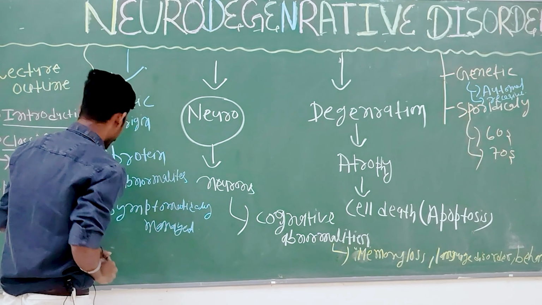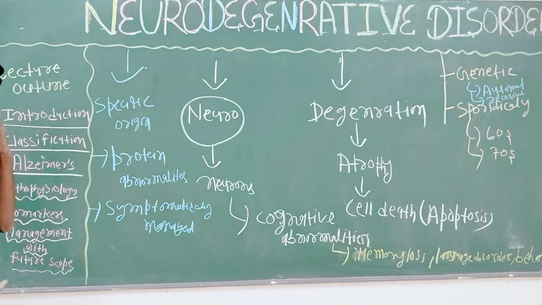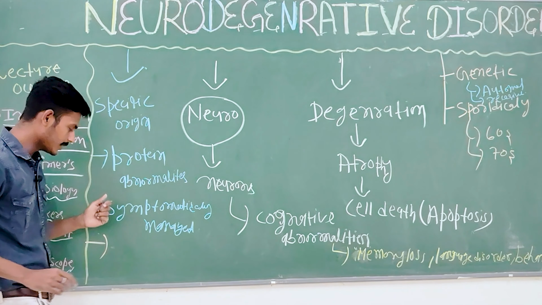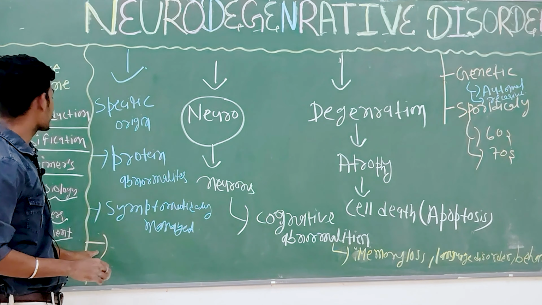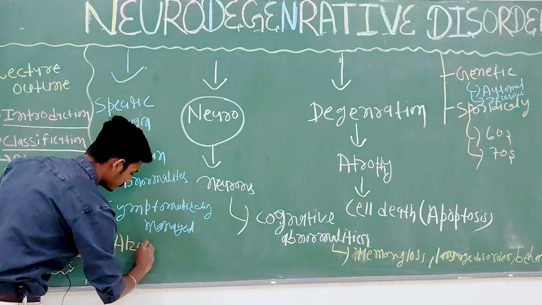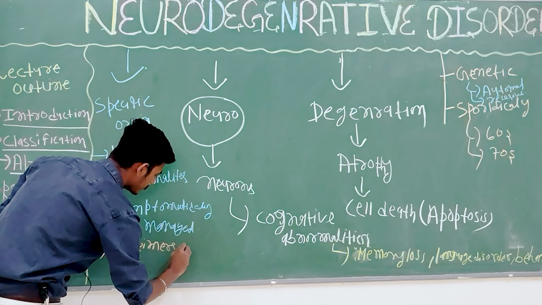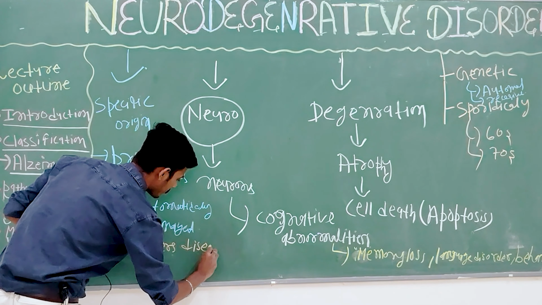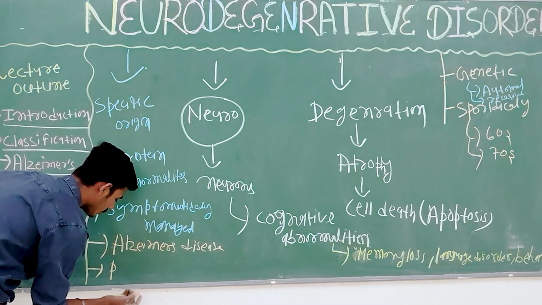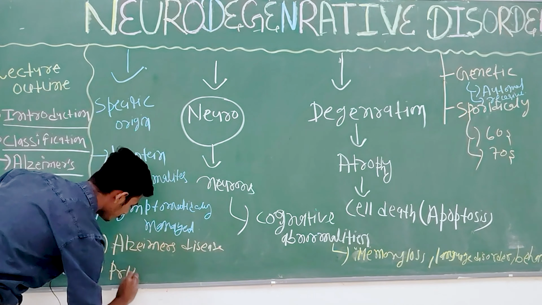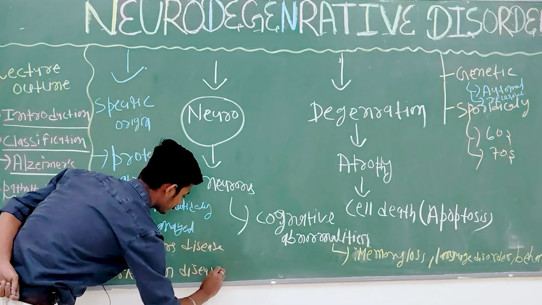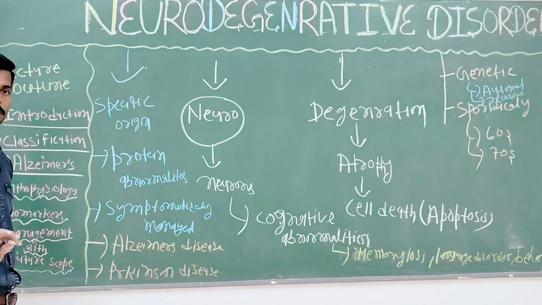Now we will talk about the classification. As per our syllabus, there are two diseases which we have to discuss, which we will cover in two lectures. First, today we will discuss Alzheimer's disease, and another one is Parkinson disease. Got it? No problem.